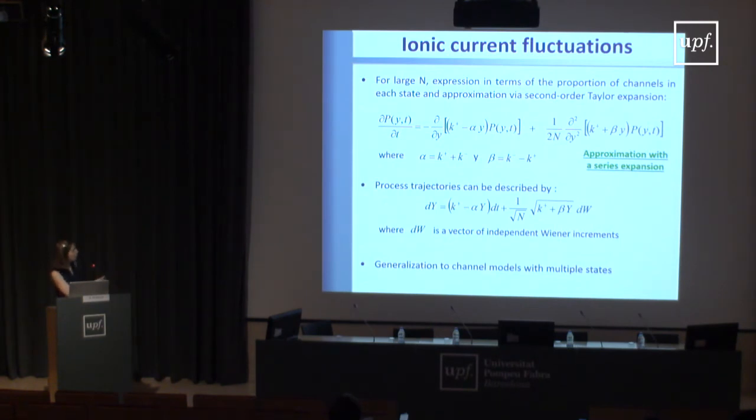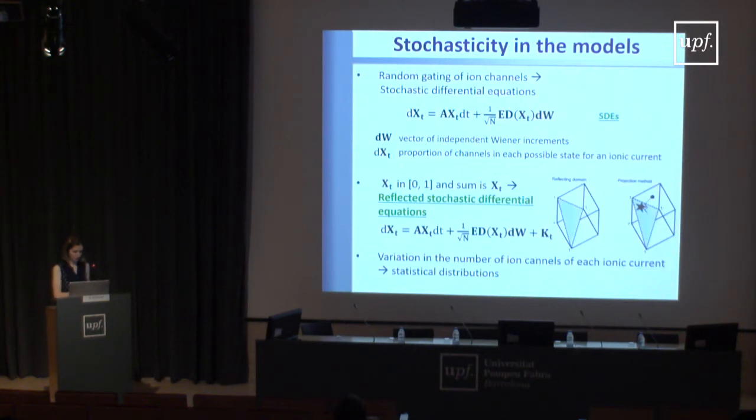Here we would have, for a very large number of channels, the expression in terms of proportion of channels in each state, and doing an approximation, we would have an equation like this. And basically, in the end, if we wanted to describe the process trajectories, we would have an equation like this. This is a stochastic equation where we take into account this stochastic gating that leads to fluctuations in the currents and eventually in the action potential. And of course, this is then generalized to channel models with multiple states.